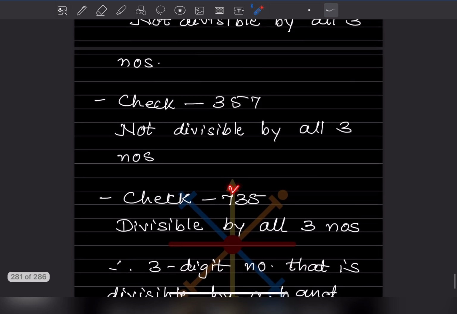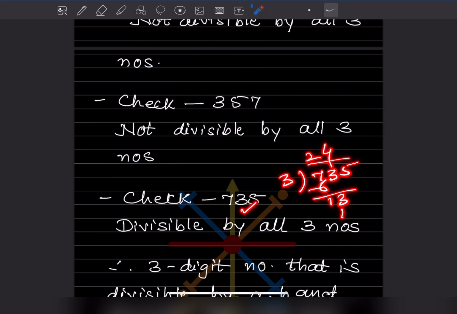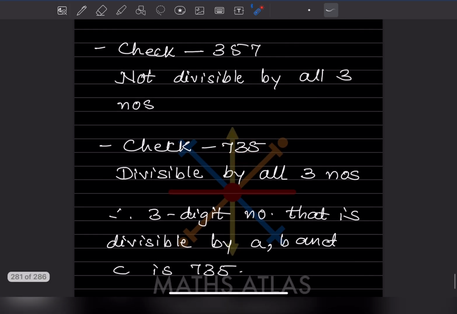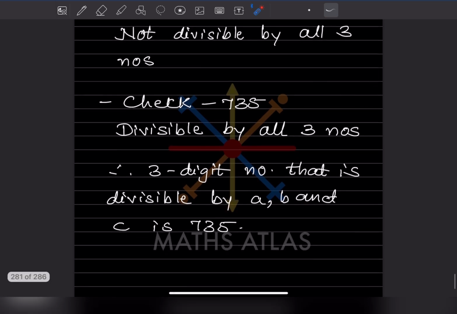Now if we take 735, we'll see for 7. 735 will be divisible by 7, you can check that. Then with 3, 735 by 3: 3 twos are 6, 13, 3 fours are 12, and this will be 15. 3 fives are 15. So it is also divisible by 3. Then with 5, 735, of course it will be divisible by 5. The last digit is 5. 5 ones are 5, 23, 5 fours are 20, and this will be 35. 5 sevens are 35. So it is divisible by all three numbers. So we can consider 735. Therefore, the 3-digit number that is divisible by A, B and C is 735.